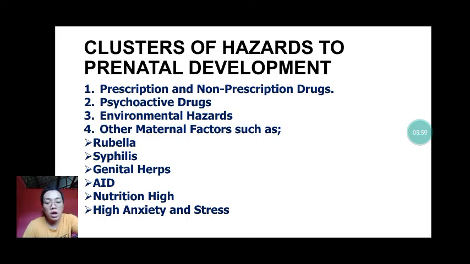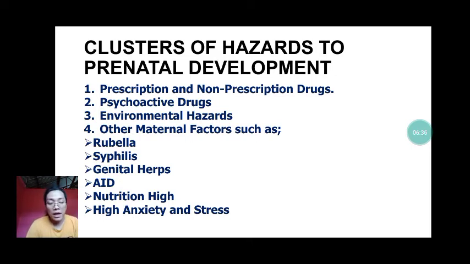So, clusters of hazards to prenatal development. Mao ni sila ang mga dahilan, okay? Una, prescription and non-prescription drugs. So, example nato ani nila is the antibiotic, diet pills, aspirin, ug uban pang mga tablets, and the psychoactive drugs, environmental hazards, other maternal factors such as rubella, syphilis, genital herpes, AIDS, nutrition, high anxiety and stress.